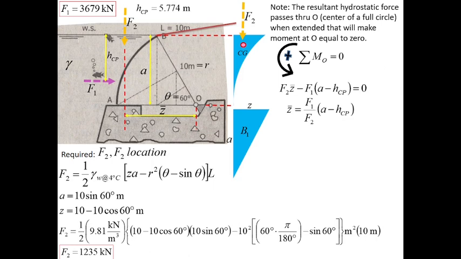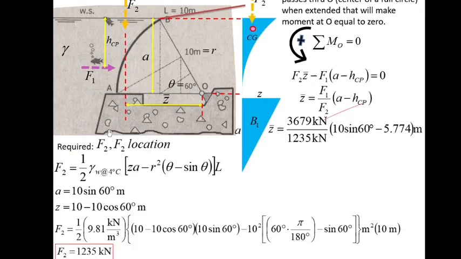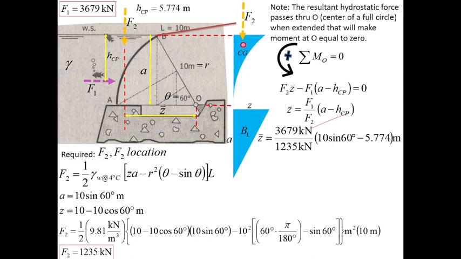So, ang mangyayari ngayon ay substitute na natin. Ang magiging resulta ay ano? So, ang F1 natin ay nasagot na natin kanina, 3679 kilonewton. Ang F2 natin ay nasagot na, 1235 kilonewton. Okay?